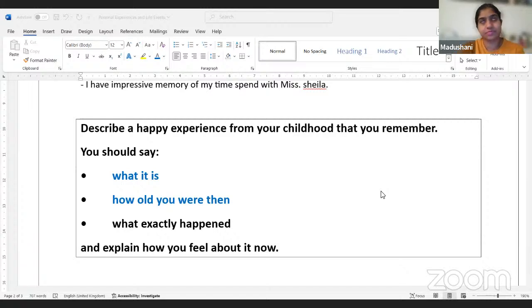Speaking of a happy experience from my childhood that I remember, I would like to speak about the day we won the Junior National Bilingual Debate Competition in 2012, I suppose. So I was just 10 or 11 at that time. I was studying in the sixth grade, and out of the blue, I was selected for the junior debating club of my school. I think my class teacher suggested me.